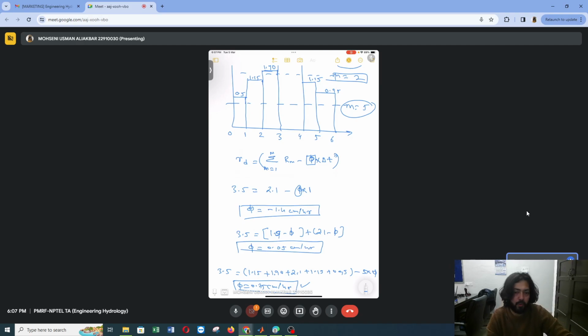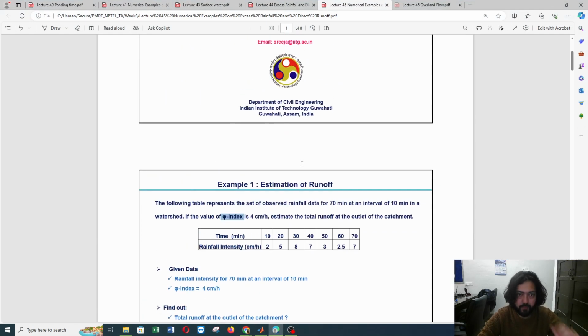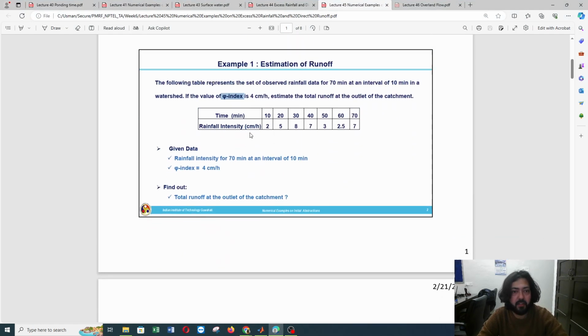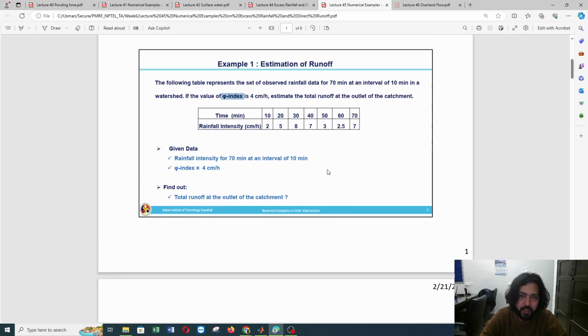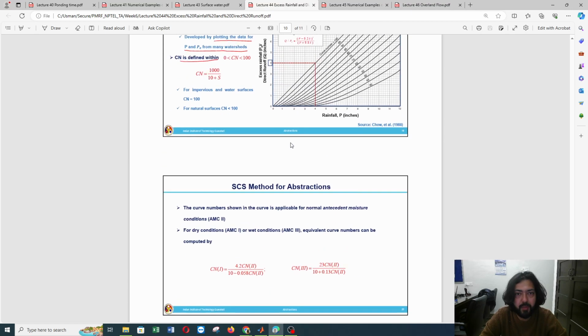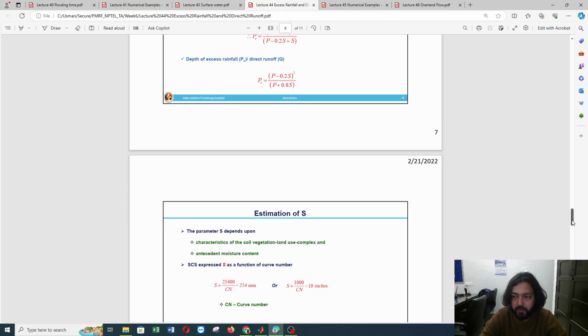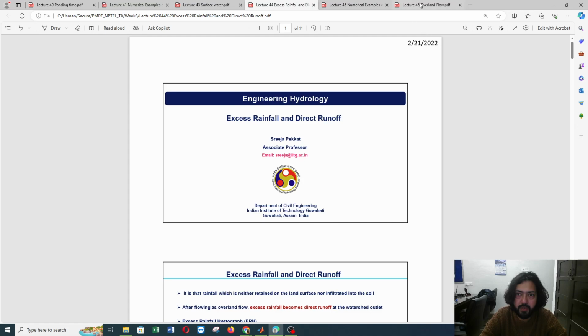So there can be two types of numericals that could be asked from this concept. First is that they will simply give you the value of phi index and they will ask you to calculate the runoff value. And the other case is this one, where they will give us the value of rainfall and runoff and they will ask us to calculate the value of phi index, right? This is all about the relationship between excess rainfall and direct runoff using 4 different approaches.